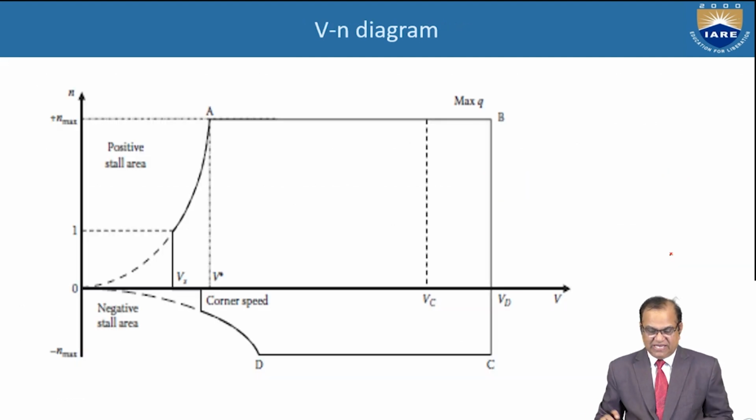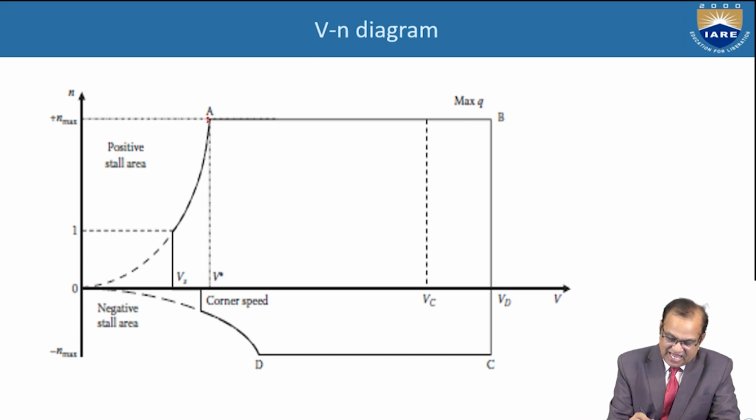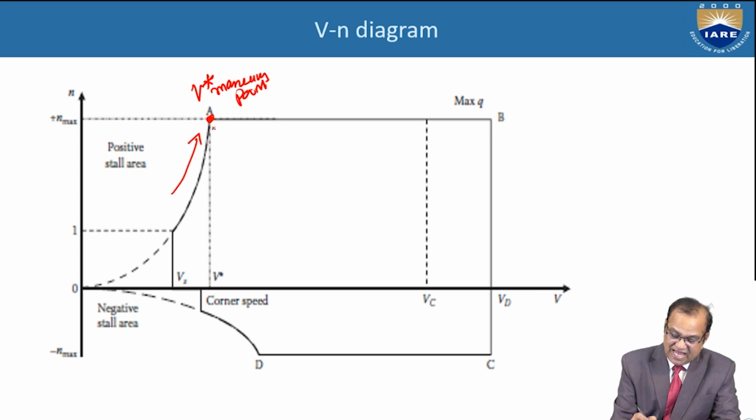So this we will see here in this V-n diagram. This is the line, this is the velocity V star. This is the maneuvering point. In this maneuvering point, this is the CL line and this is the N line, the load factor line, and both are intersecting, and this is called the maneuvering velocity.